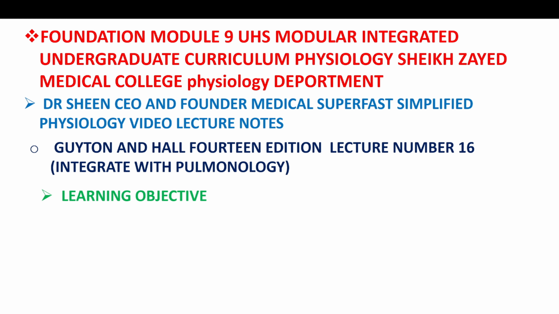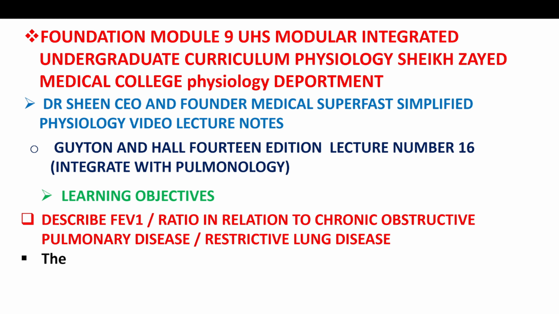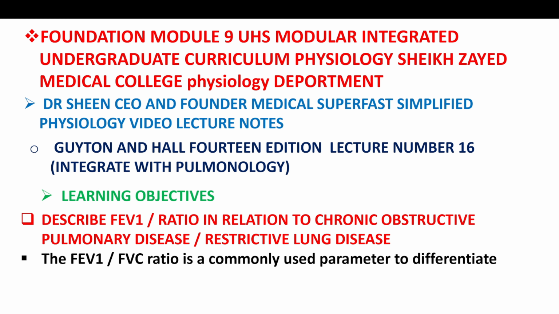Learning Objectives. Describe the FEV1 ratio in relation to chronic obstructive pulmonary disease and restrictive lung disease. The FEV1/FVC ratio is a commonly used parameter to differentiate between obstructive and restrictive lung diseases.